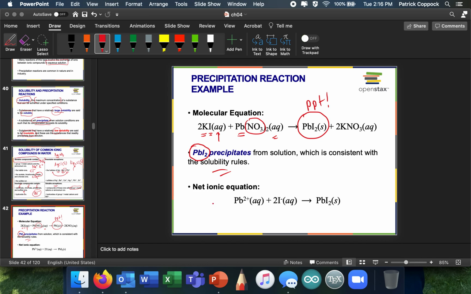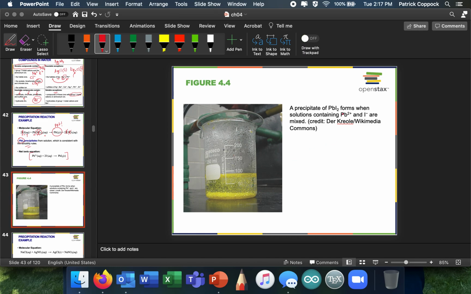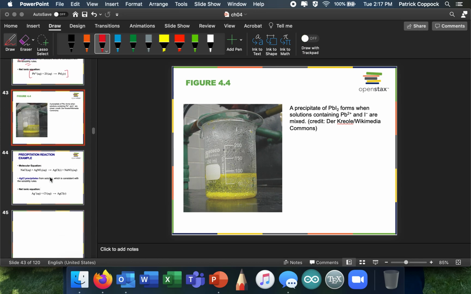The net ionic equation, you can see since this is aqueous here, potassium is aqueous over here, and it's aqueous over here, potassium crosses off, right? Since nitrate is aqueous over here and over here, it crosses off. So the net ionic equation is as so. All right, so here's an example of that. A precipitate of lead 2 iodide forms when you have lead nitrate and iodide mixed, okay?